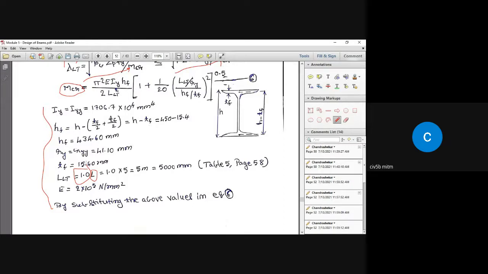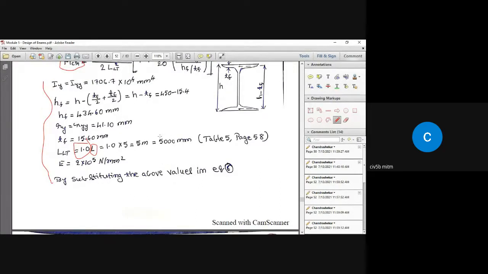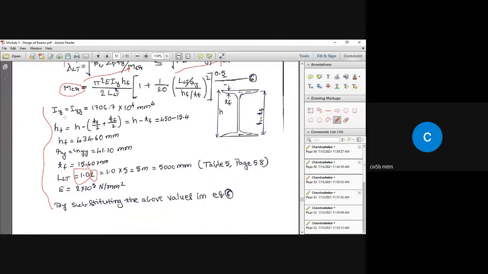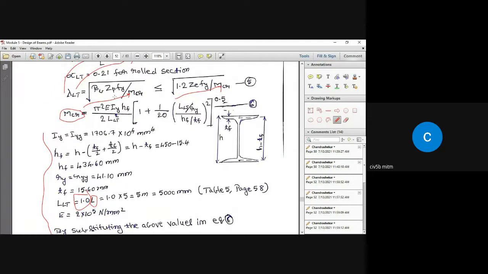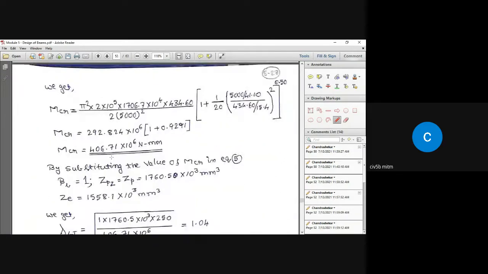If the end condition is specifically given, then again you come to the table and pick up the right factor. In this case, I have taken LLT equal to 1.0 times the L value, where L is the effective span, which is 5 meter. Finally, I got the LLT value equal to 5,000 millimeter. E is known. By collecting all the information to use in this formula, substitute all the values here to get the value of MCR.